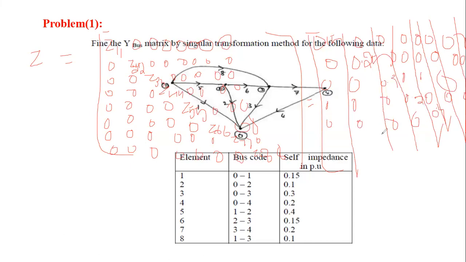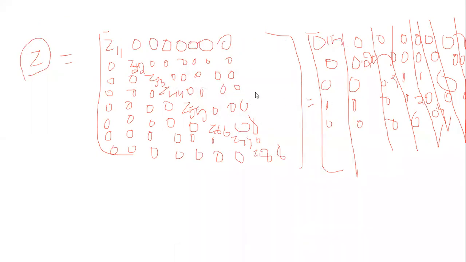Similarly, we substitute all the values in this matrix and then we obtain the Z matrix. Okay, clear? This is the Z matrix. After forming the Z matrix, we determine the Y bus matrix. How will we form the Y bus matrix? Therefore, Y is equal to Z inverse.